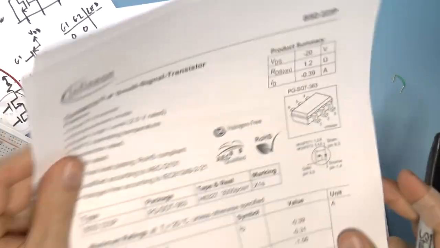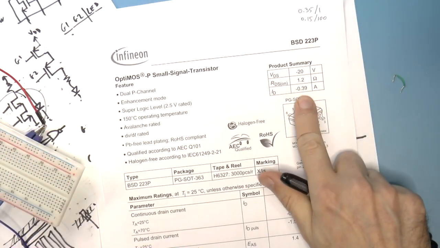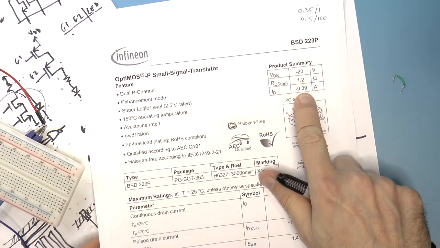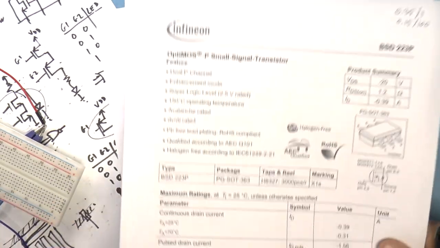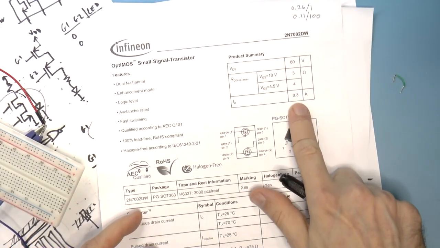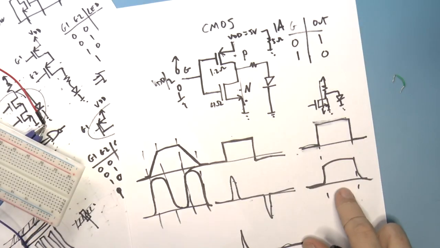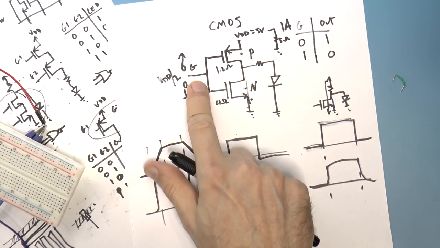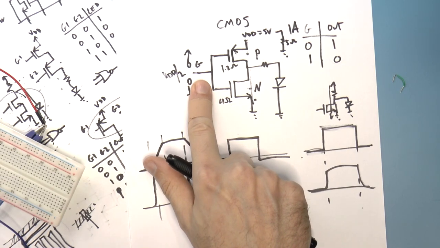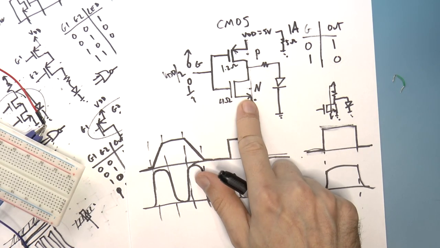Can these transistors take 1 amp? No, they cannot. This one can only take 390 milliamps. That's the PMOS. And the NMOS can only take 300 milliamps, which means that if I really were to connect this gate to 2.5 volts, then I would blow apart my MOSFETs.